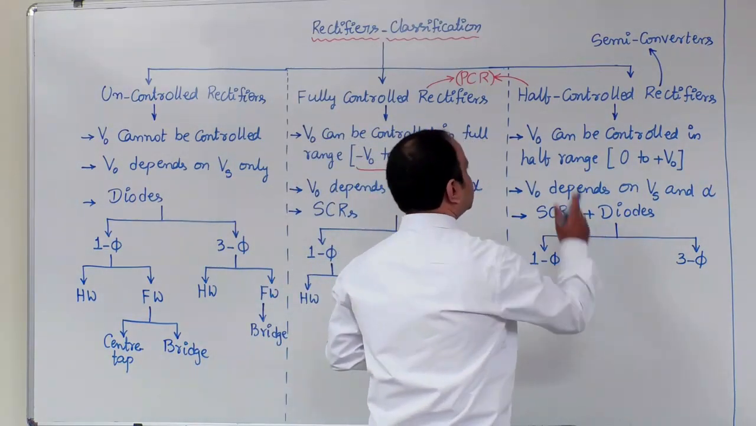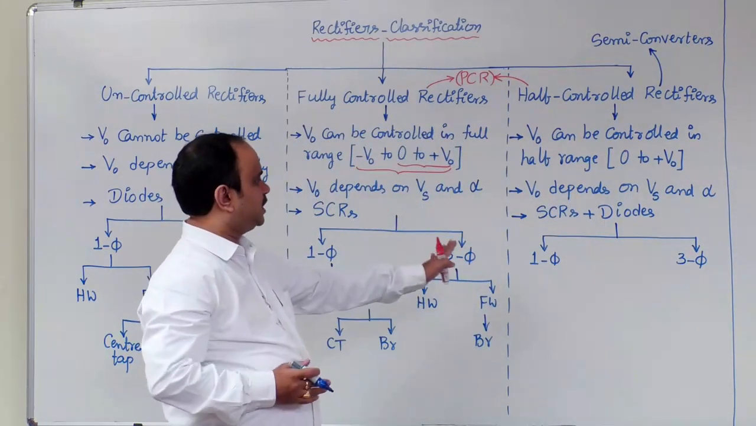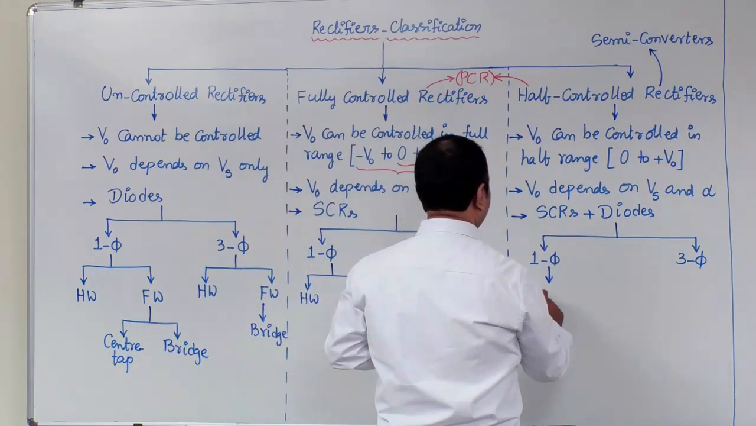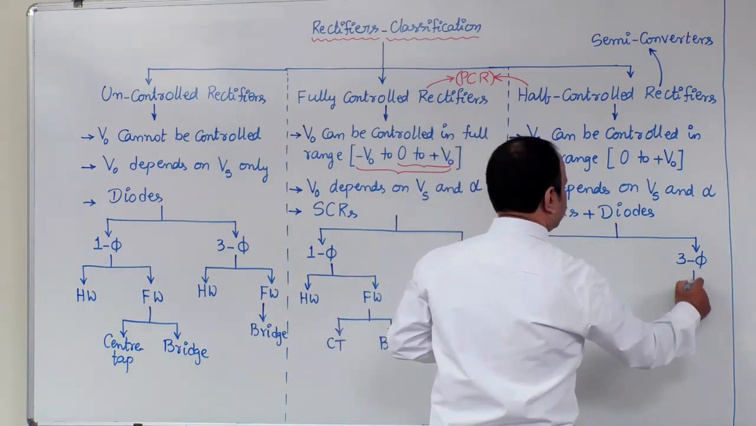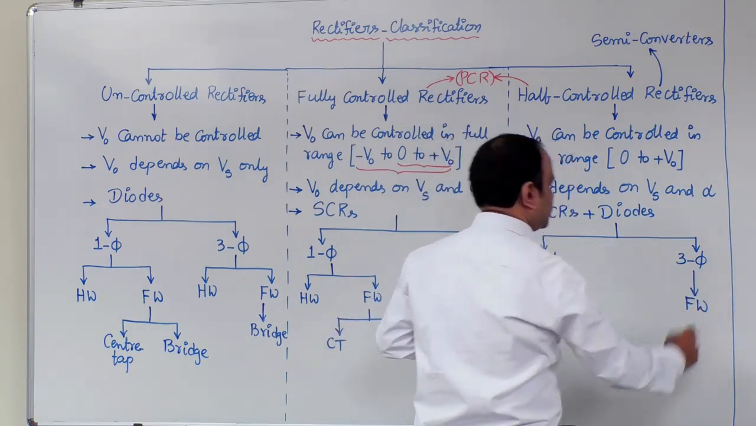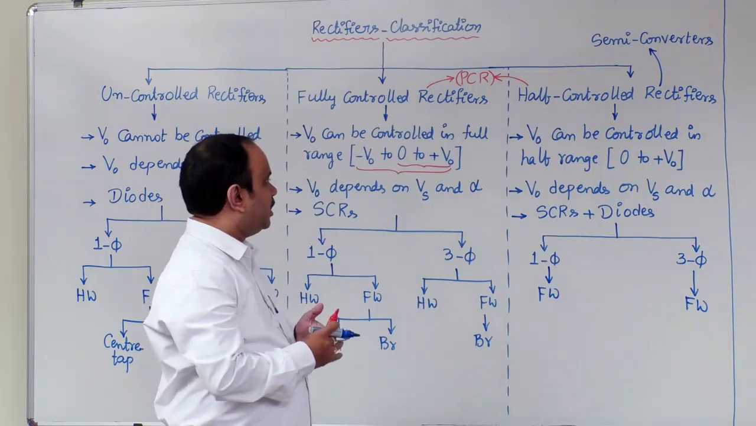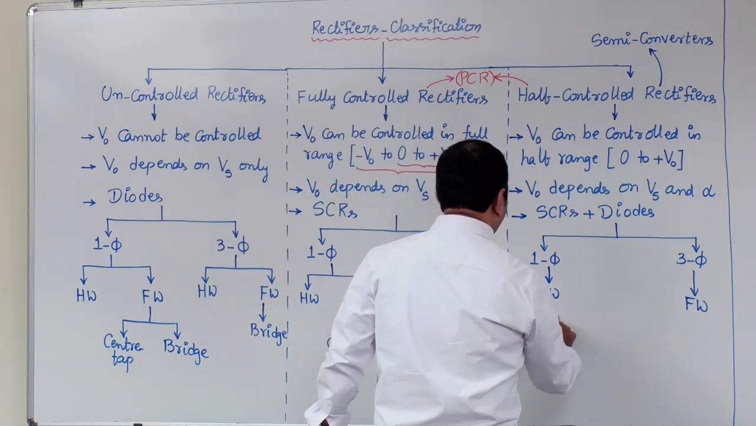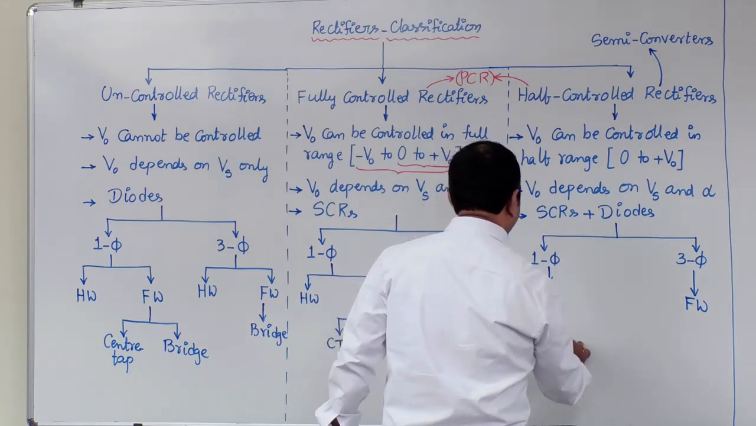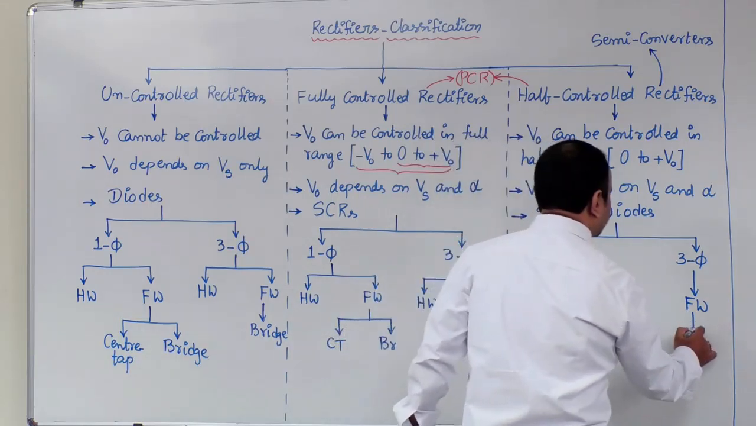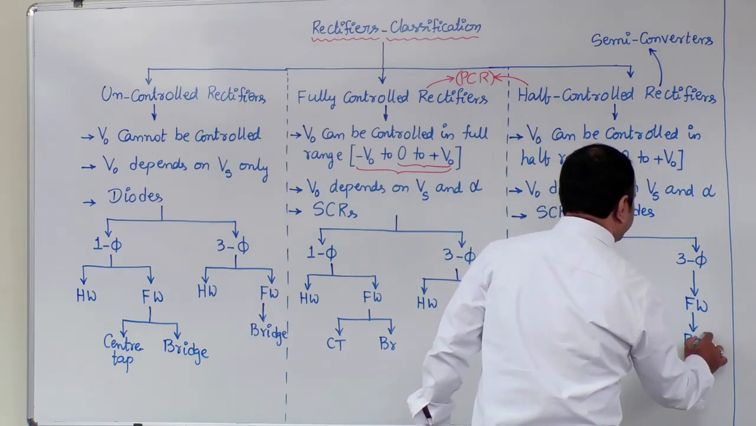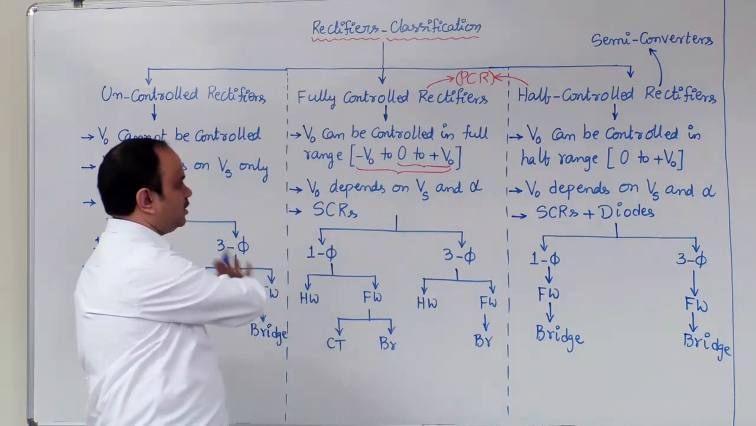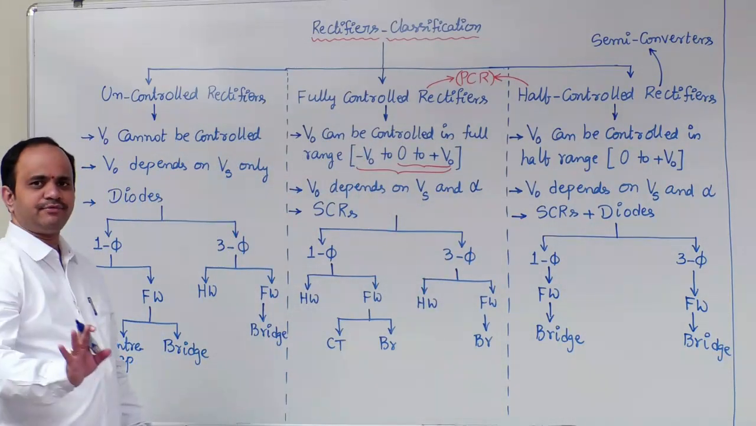Now, coming to semi-converter circuit, single phase and three phase. Both are of the category full wave type. Half control and half wave are different. And this full wave contains a bridge connection. Here also it contains a bridge connection. This is about the overall classification of rectifier circuits.